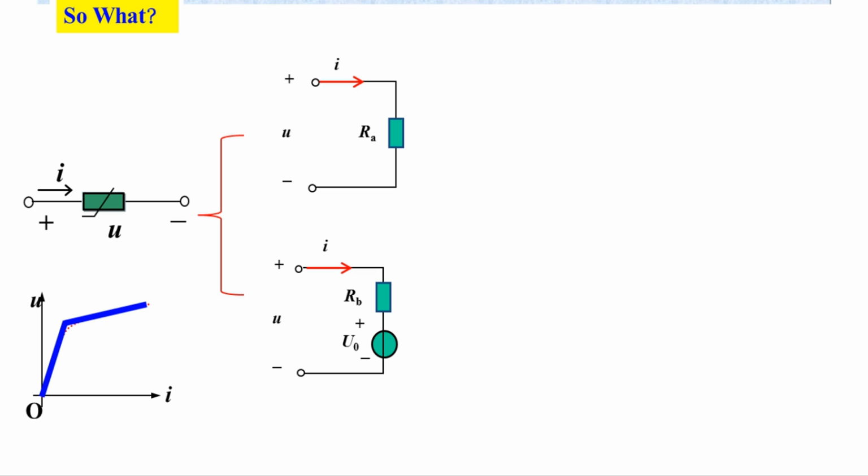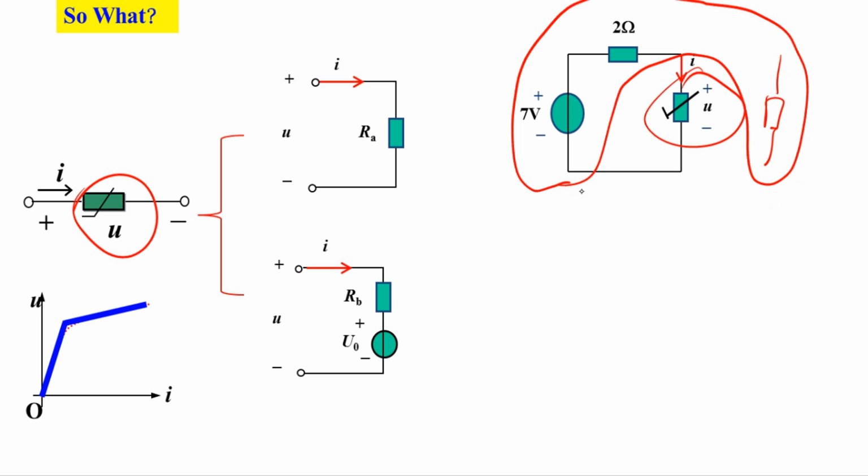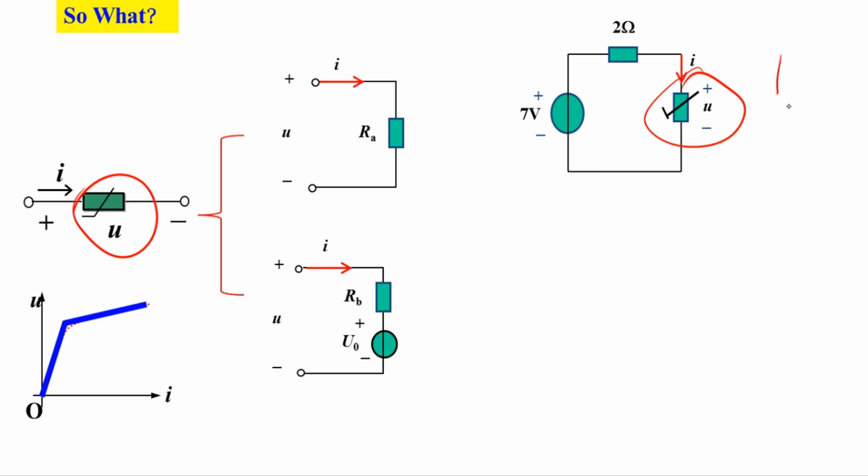We got the model, so what can we do with it? Let's look at the problem. The nonlinear element is here. You got the piecewise linear model. If you know that the nonlinear element is a resistor, then the circuit is a simple linear resistive circuit. If you know the component is a serial connection of a resistor and a voltage source, then the circuit is a serial connection of two voltage sources and two resistors. The circuit becomes very simple.